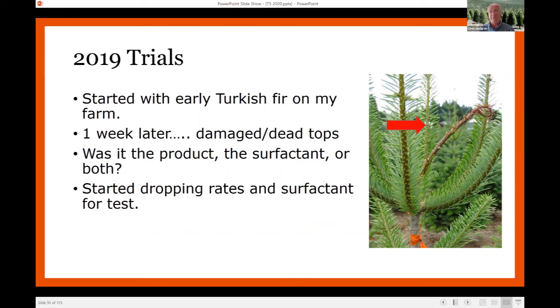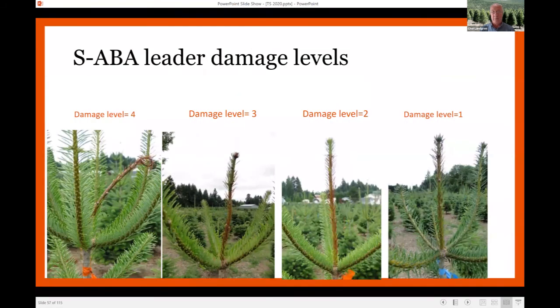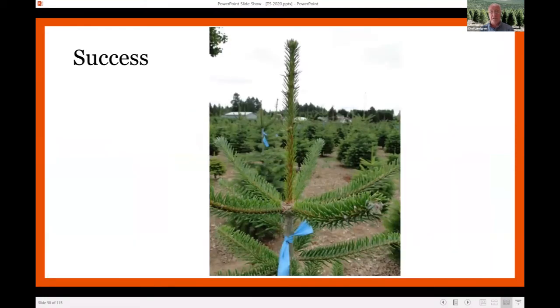But if you use the right rate at the right time, you can get fairly good control on Turkish and Nordman fir and Nobles. We'll be starting some trials later this week. These are some of the damage levels that we've been seeing depending on rates. And we're dialing in the rates so we're hoping to get down into the 0 to 1 level of damage. This is what success looks like.